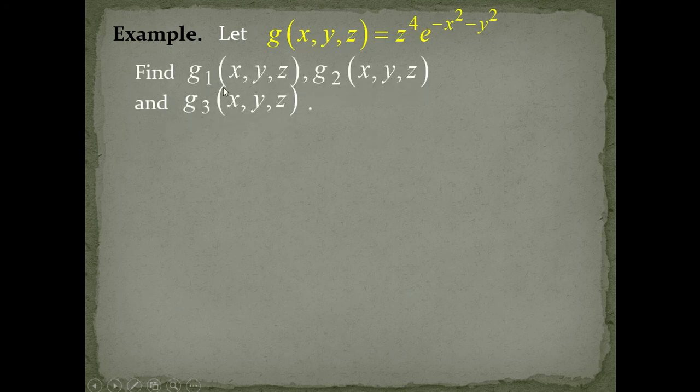So now we are asked to solve for g1. G1 means we have to find the derivative of this function with respect to x. G2 means we have to find the derivative of this same function with respect to y. So 2 here corresponds to y. And G3 here is the partial derivative of the given function with respect to z.